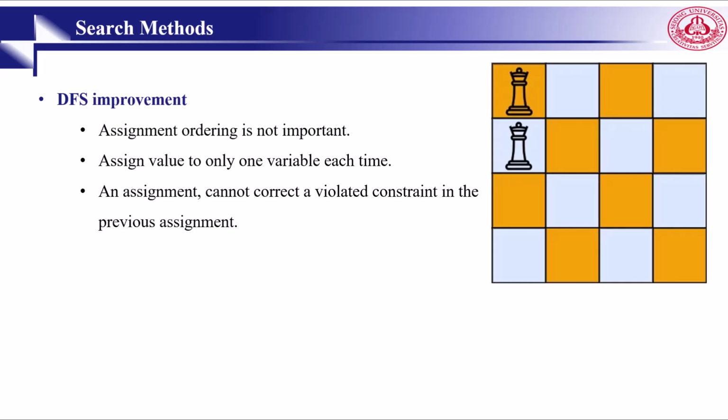For example, in the case of n queens, we start from the first line and we allocate one queen, then we go to the next line, right? So you can see here we assign a queen here, then we go to the next line. So this is an improvement to DFS, we just assign a value to one variable at each time.